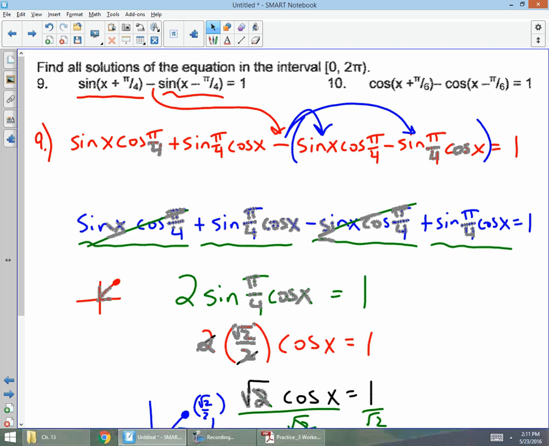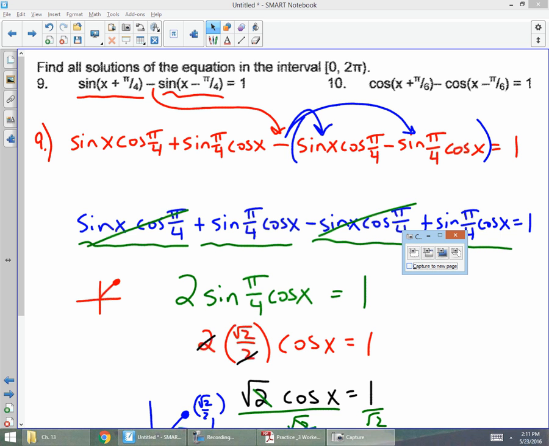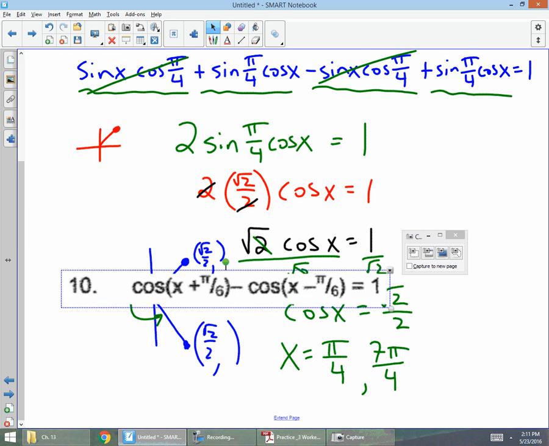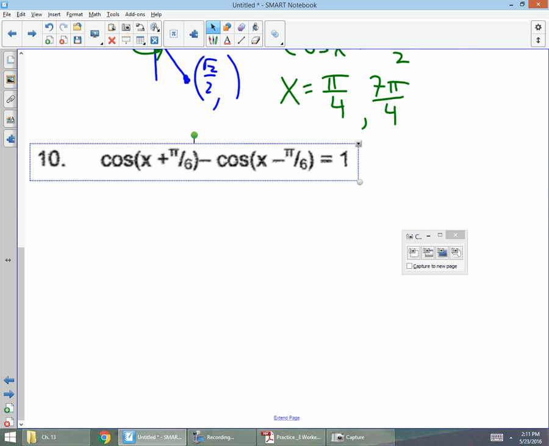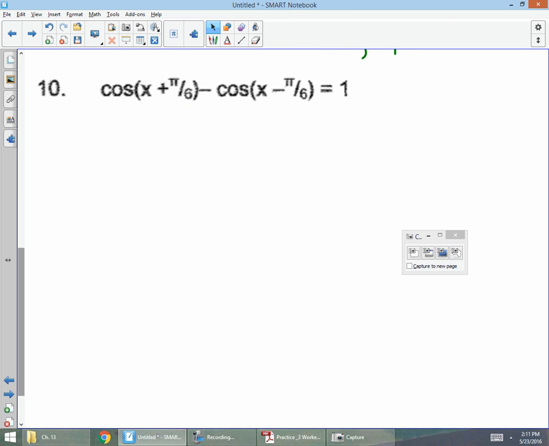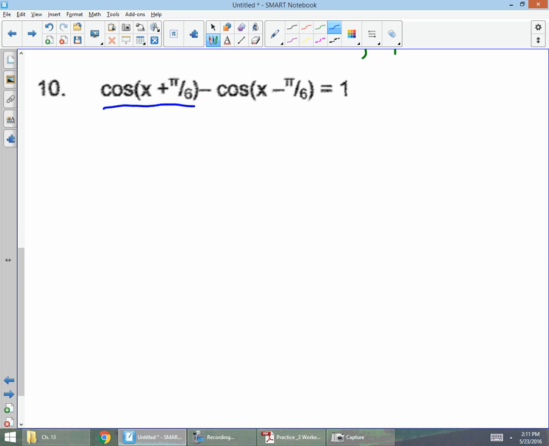So let's bring question 10 down now. Let's bring 10 down. Okay, so this is definitely going to be from the perspective of cosine. And so let's just deal with the first one, the cosine, and it's a sum. So if it's a sum, it's going to be subtract.